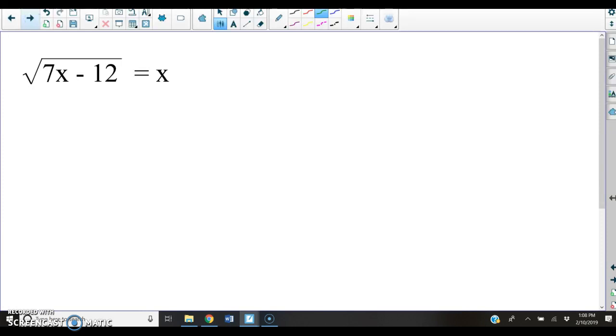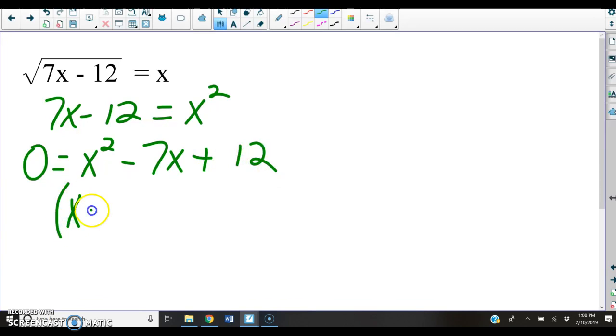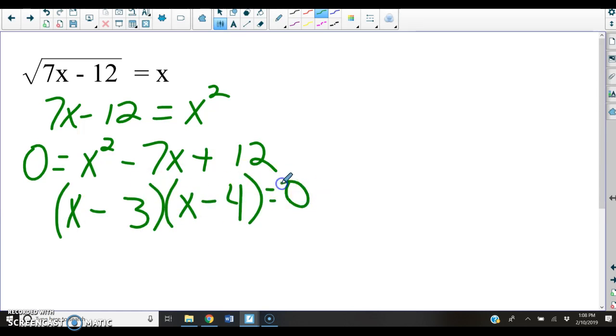Okay, here's another one. We'll square both sides because it's already isolated. Okay, it's a quadratic again, so I'm going to make it equal to 0. And please notice I always get my x squared term positive. That makes it easiest for me to factor. I think you'll get x is 3 or 4 here, right? When we factor, we get x minus 3, x minus 4. So x is 3 or 4.